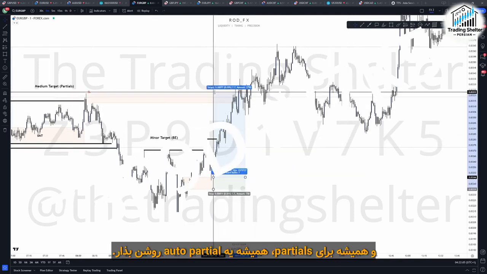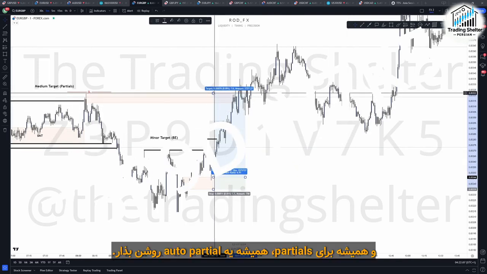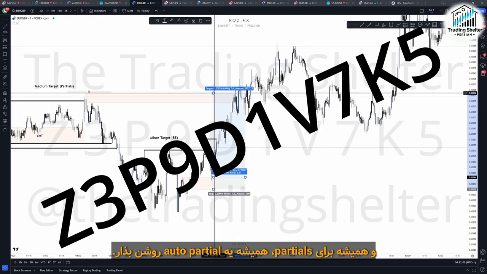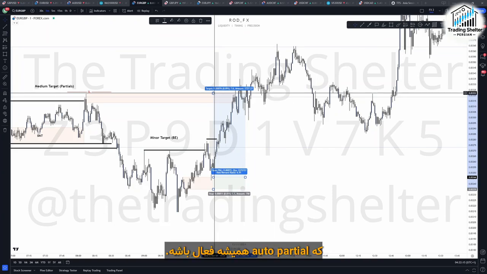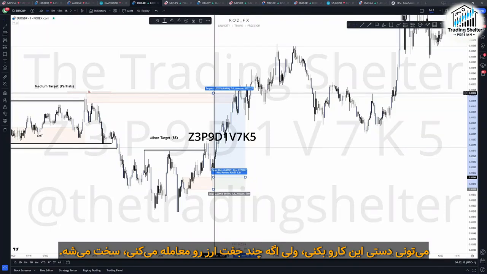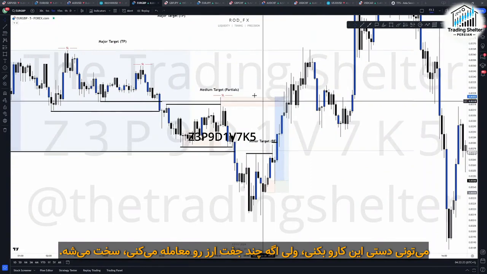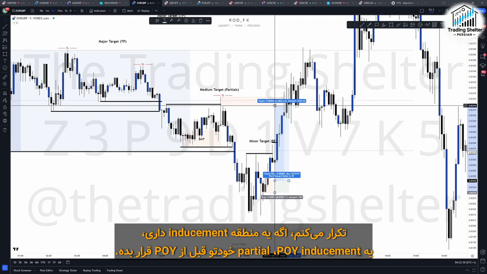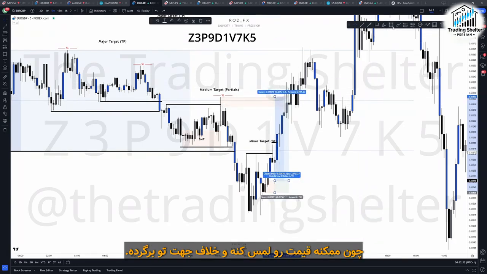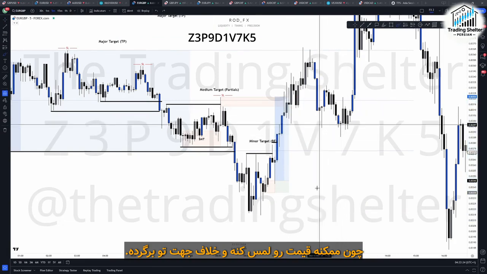And always with the partials, always put an auto partial on. I will have a video explaining how to do it, but it's very important that the auto partial always needs to be on. Always. You can do it manually, but if you're trading multiple pairs, it's going to be hard. Okay, I repeat, if you have an inducement zone, an inducement POI, put your partial before the POI because they can mitigate and reverse on you.